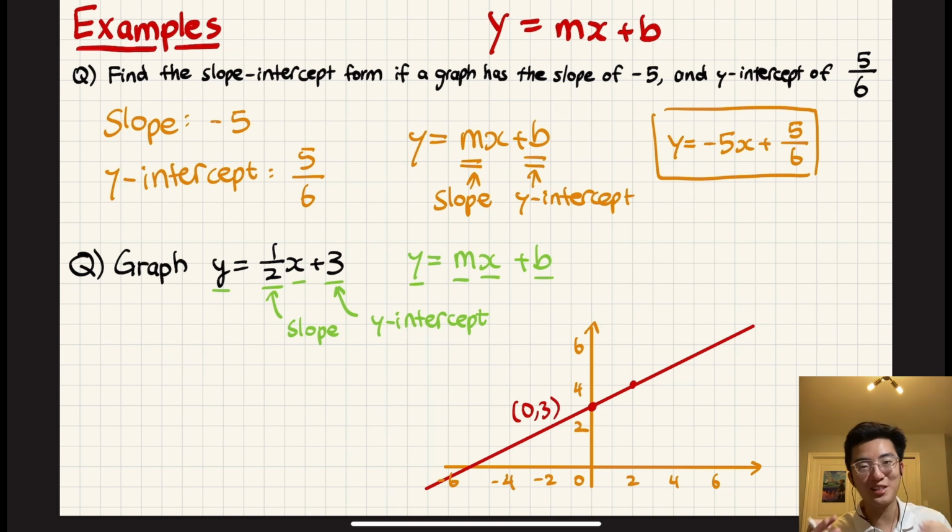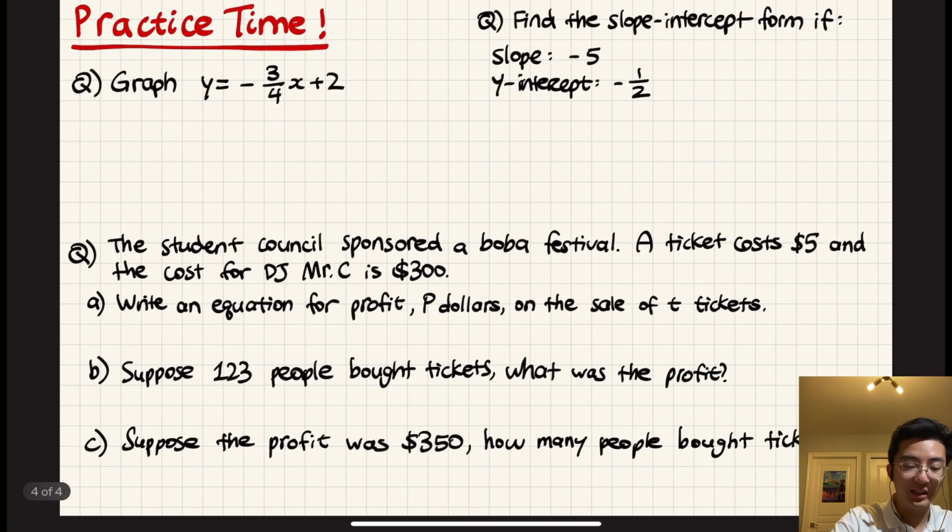This is why the slope-intercept form is so powerful, because literally all we need is 2 points. We want to know where this line touches the y-axis, and we want to know what the slope is. Once we find that, we get the 2 dots, connect the line, and boom, that's our graph. Nice and simple. With that being said, here are some practice questions. Pause the video, try those questions out yourselves, and then we'll go over them in a bit.